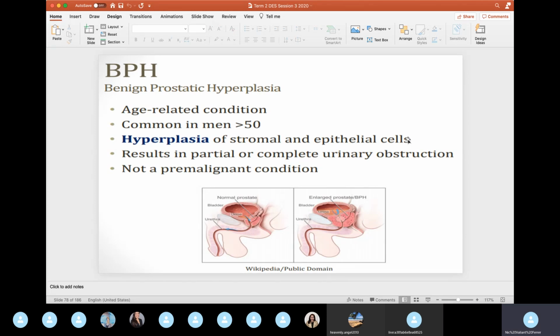What zone does undergo hyperplasia in BPH? What zone of the prostate? Periurethral.